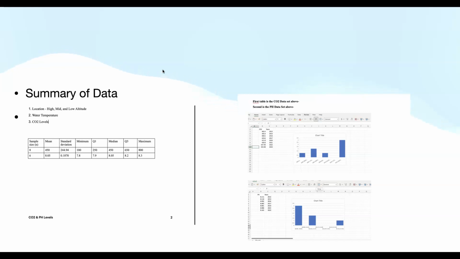We do have the sample size of 8 and 6, the mean, which is 450 and 8.05, the standard deviation of 244.94 and 0.1870, the minimum of 100 and 7.8, the Q1 250 and 7.9, the median 450 and 8.05, the Q3 of 650 and 8.2, and the maximum of 800 and 8.3.